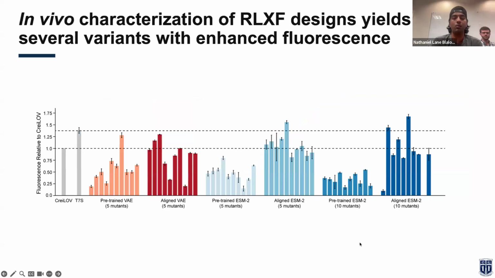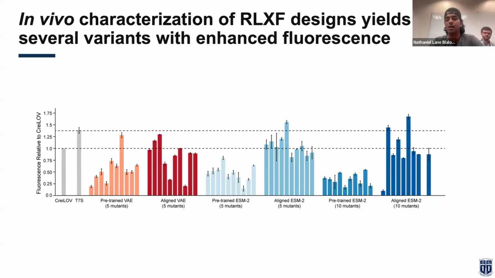So with that being said, we arrived at a final model checkpoint using all of the strategies that I mentioned before, and then we were ready to test these designs in the lab to see how well they correlate with the in silico results. If I just walk you through this plot here really quick, we took our pre-trained VAE and ordered 10 sequences. We ordered 10 sequences from the RLXF-aligned VAE, and all of these 10 sequences contain 5 mutations to the wild-type CreiLOV sequence. We did the same thing for ESM2, where we ordered 10 5 mutants from pre-trained ESM2 and 10 5 mutants from the aligned ESM2.